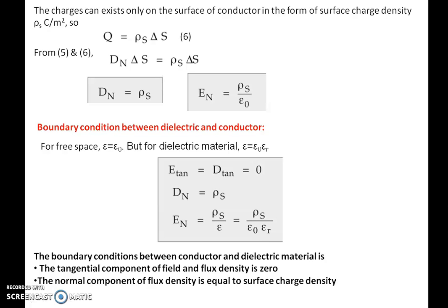In the next video we will see the boundary condition for the electric field between two dielectric mediums. If you have two perfect dielectric media, what is the field intensity and flux density between those media? We will see in the next video.